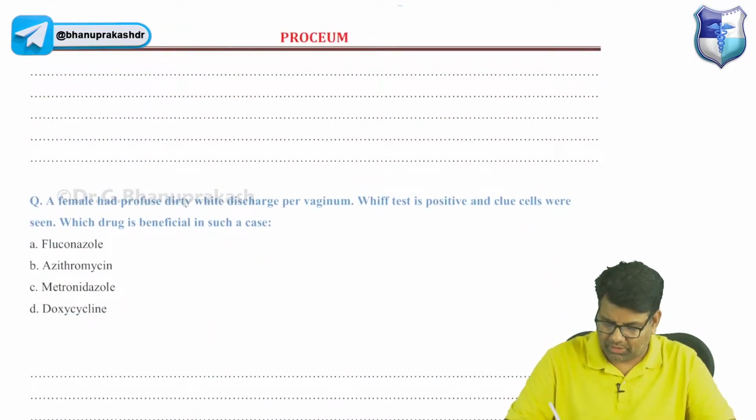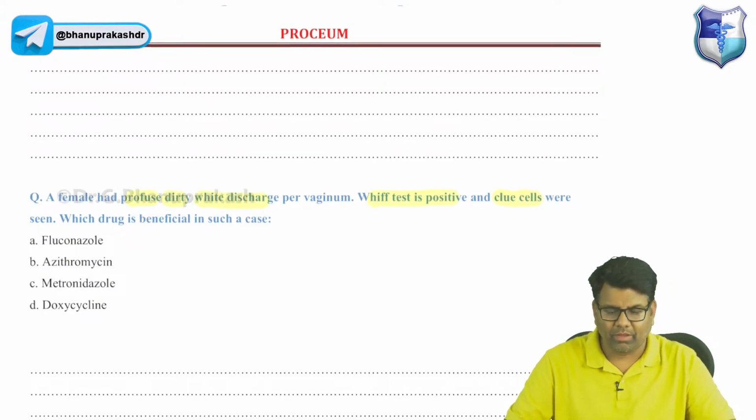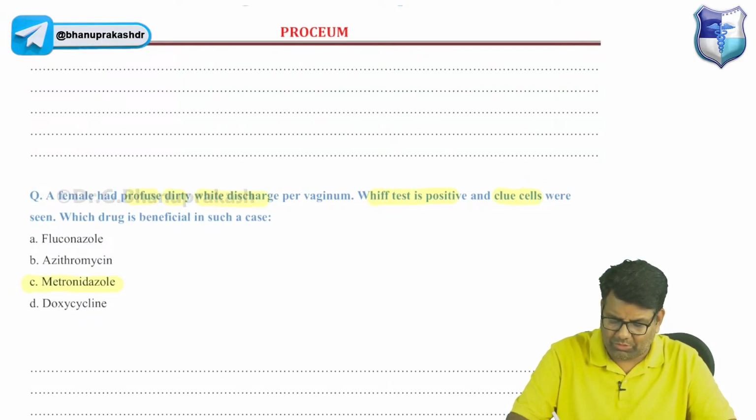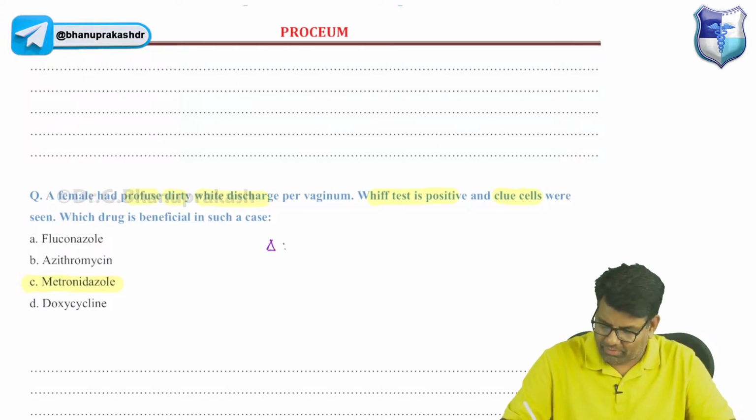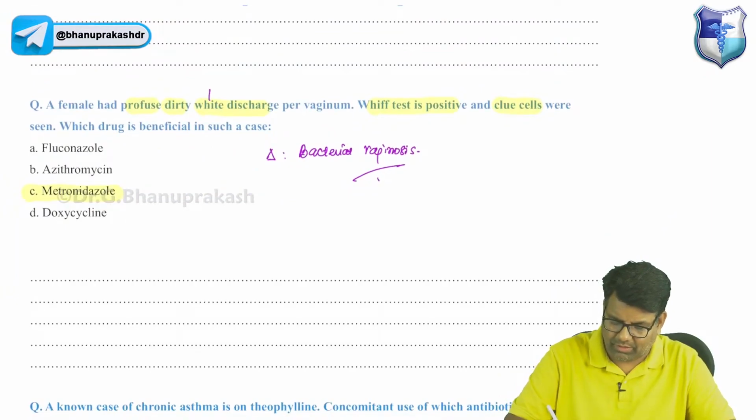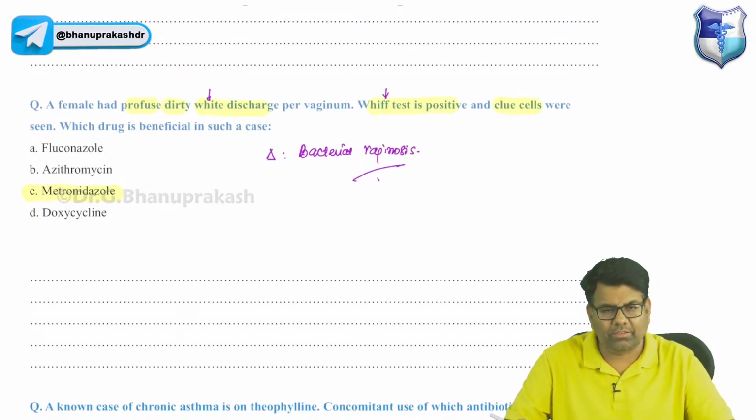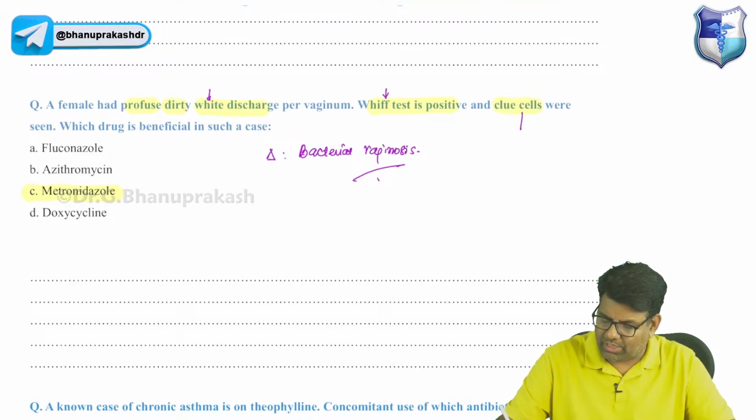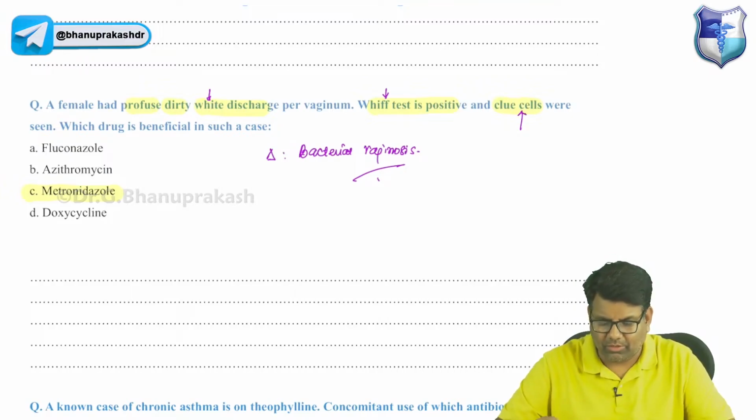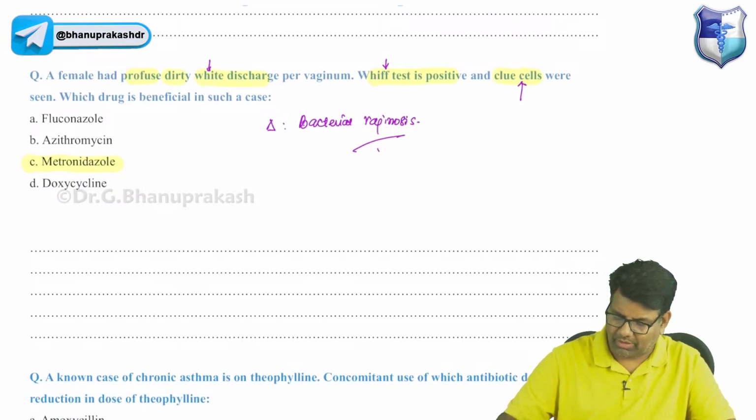A female patient has profuse dirty white discharge. Whiff test is positive, and clue cells were also seen. Which drug will work? This is metronidazole, and I think most of you must be able to make the clinical diagnosis of bacterial vaginosis. This is a typical presentation of bacterial vaginosis where there is white discharge, positive whiff test, that is fishy odor, and clue cells where the vaginal epithelial cells are covered by the bacteria and they lose their definite borders. So this is bacterial vaginosis.